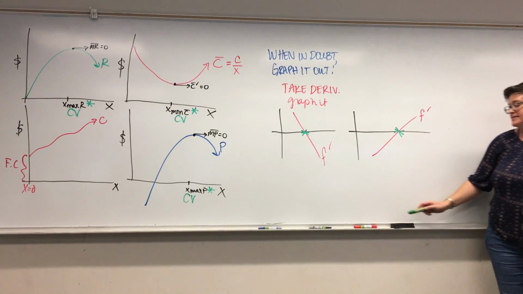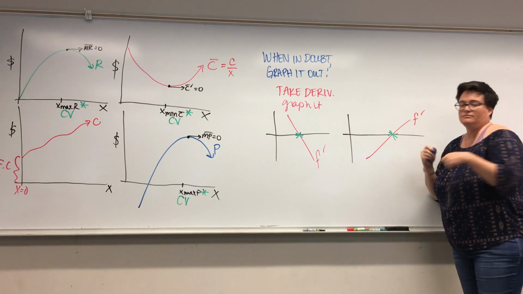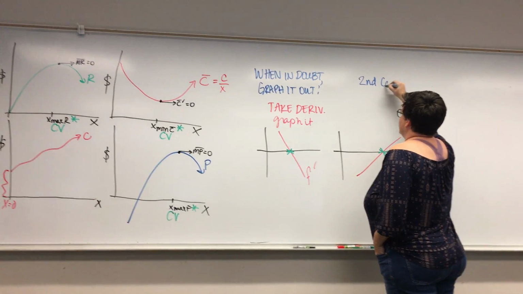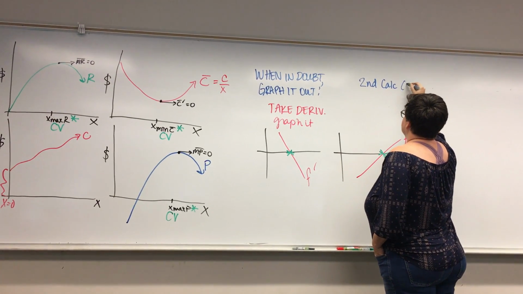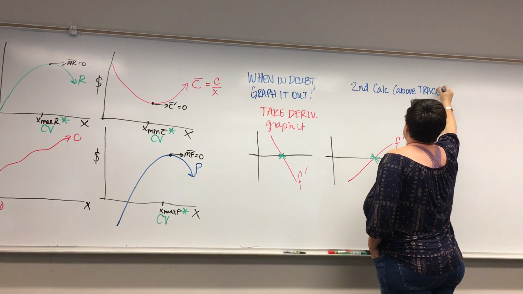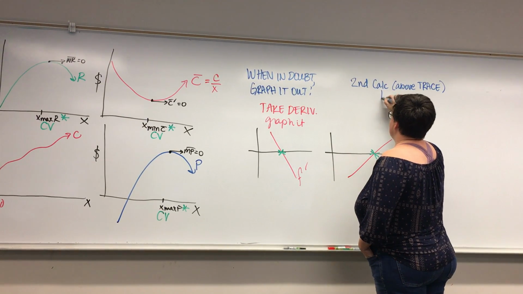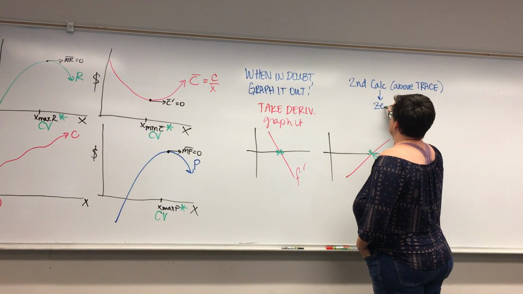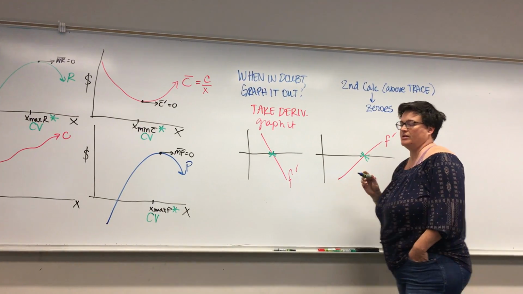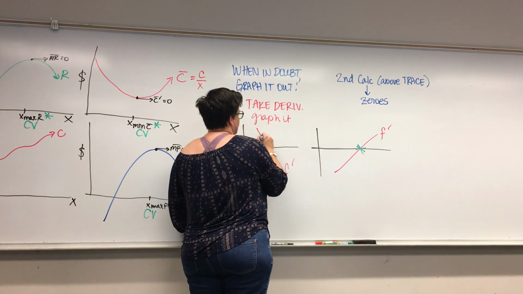So how do you find this graphically using your calculator? You guys go second, calculate, which is above, trace. Okay? And you go down to 0 or zeros. I don't know if it's 0 or zeros, it doesn't really matter. And then it's going to ask you a series of 3 questions. It's gonna ask you for left bound.